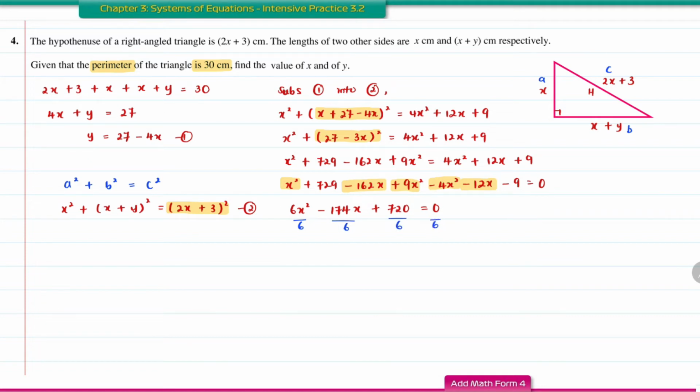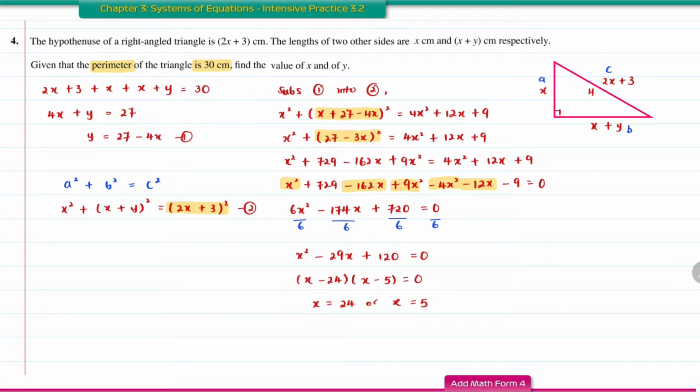All right, so if not, you can use the calculator to help you to simplify this. So you're going to get x squared minus 29x plus 120 equal to 0. So we can solve this using factorization methods, and this one can be factorized completely. So the first bracket is x minus 24. The other one is x minus 5 equal to 0. Therefore, x is equal to positive 24, or the other one is x equal to positive 5.